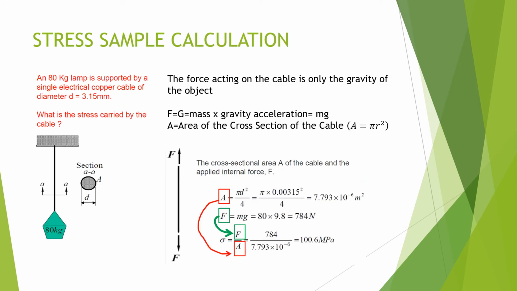Moving on, we have another example calculation question here. This one is also from your slides, pretty simple. An 80 kilogram lamp is supported by a single electrical copper wire of a diameter of D equals 3.15 millimeters. The question asks you what is the stress carried by the cable.